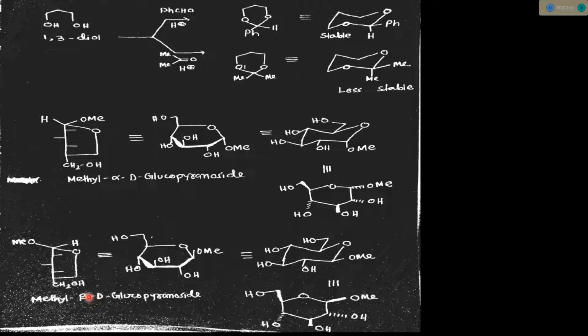It will be only beta D glucopyranose. Pyranose means a 6-member ring: carbon 1, 2, 3, 4, 5, and oxygen 6. This is not a CH2 group.